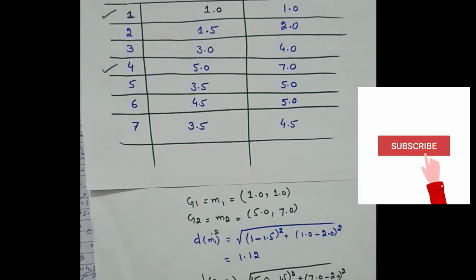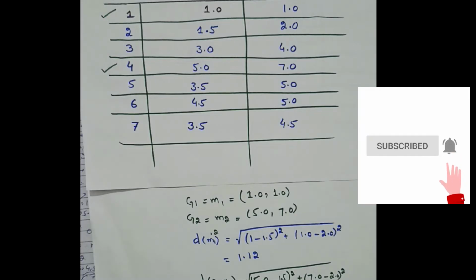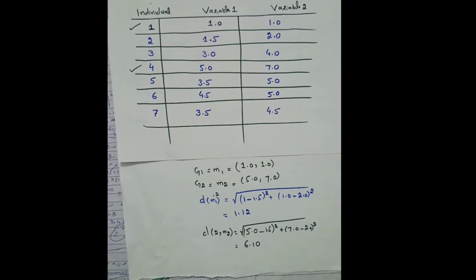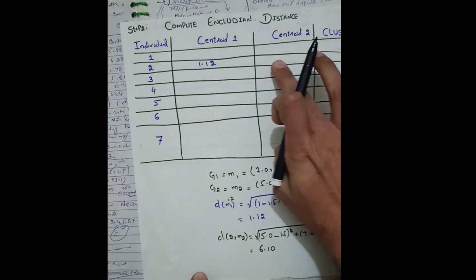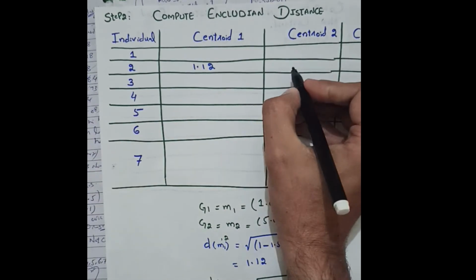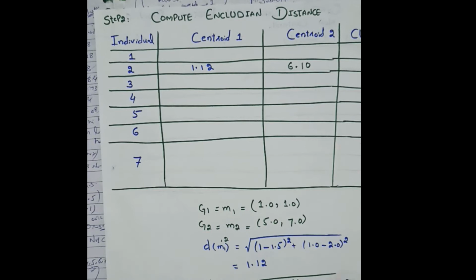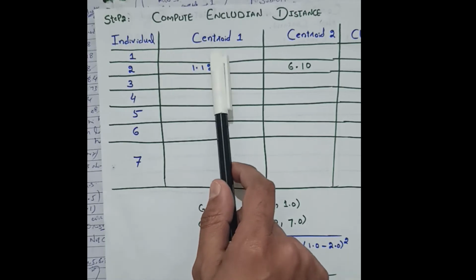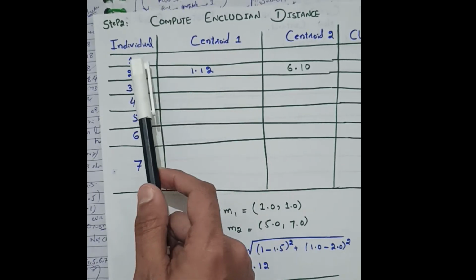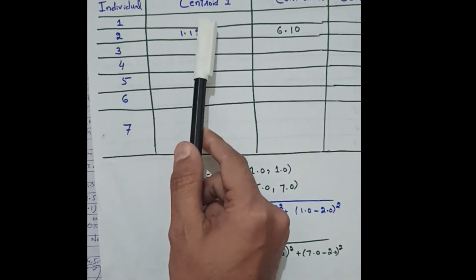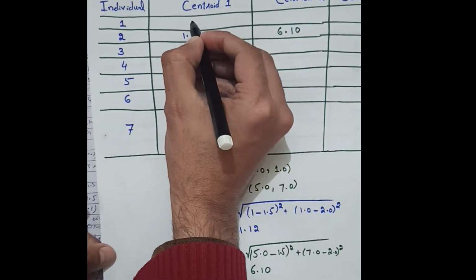I put all these values in this formula, and when I compute, the answer will be 6.10. So I will write this value, 6.10, in this place. Similarly, what is the distance between individual 1 and centroid 1? As we already put individual 1 as the centroid, this will be 0.